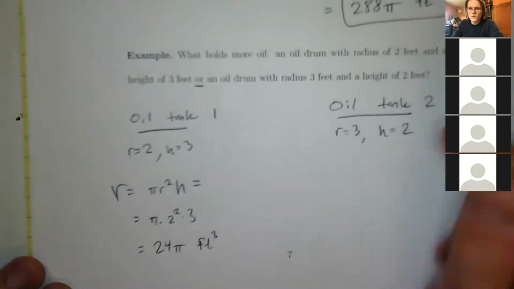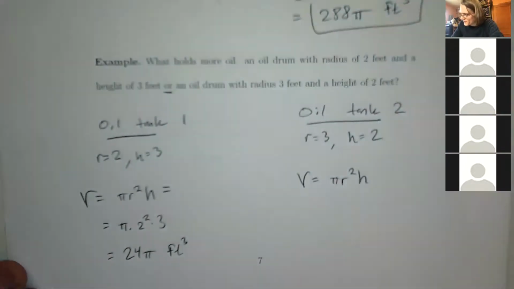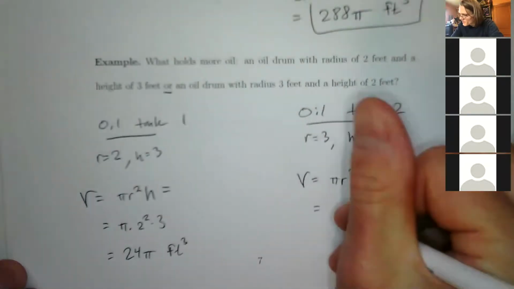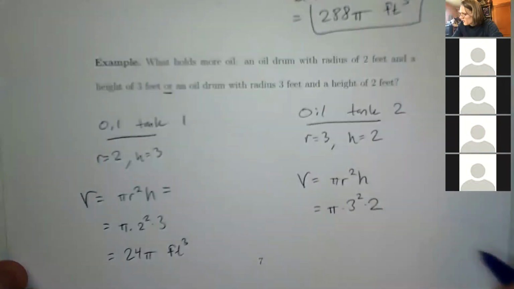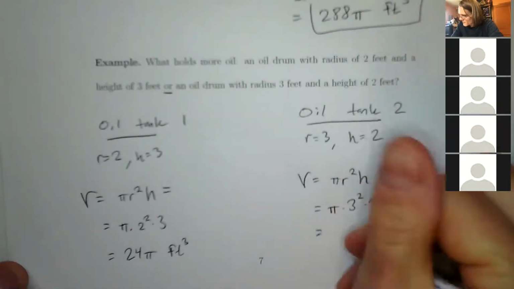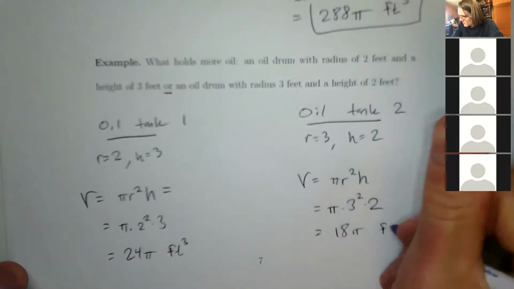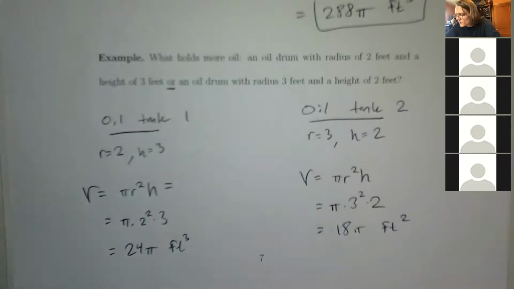And I can do the same thing for oil tank 2. So it's pi r squared h again. Plug in r is 3, so it's pi times 3 squared times 2. And so what do I get here? I get 9 times 2 is 18. So that's 18 pi feet cubed. Surprisingly enough, oil tank 1 wins.